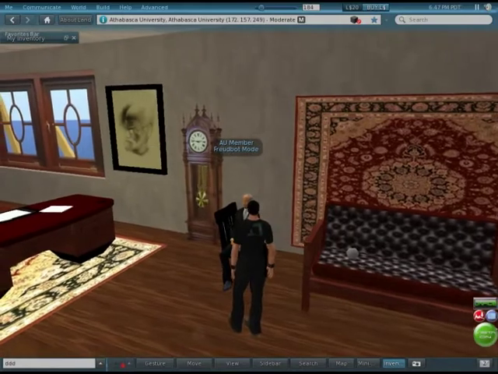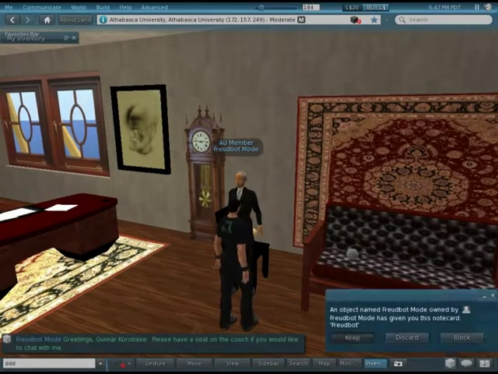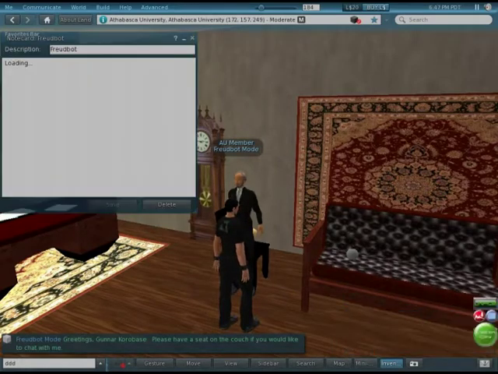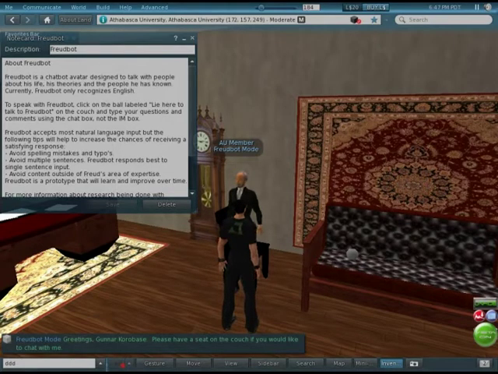Here we can see that Freudbot is capable of detecting another avatar's proximity in 3D space. He stands and offers a greeting, instructing the visitor to sit on the couch to start a conversation. A note card is offered providing more information.